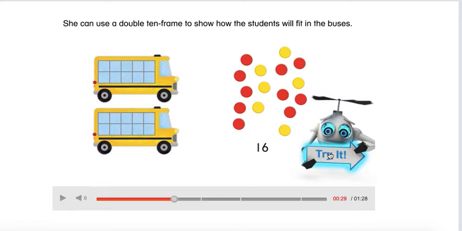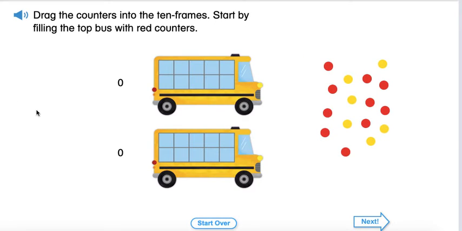So we all have double 10 frames now at home. We sent them home on Monday, so let's do it. It says drag the counters into the 10 frames. Start by filling the bus with red counters. So we'll start with the red ones. I know it's a 10 frame. It has 10 windows. I'm going to fill it up, so that'll be 10 students.